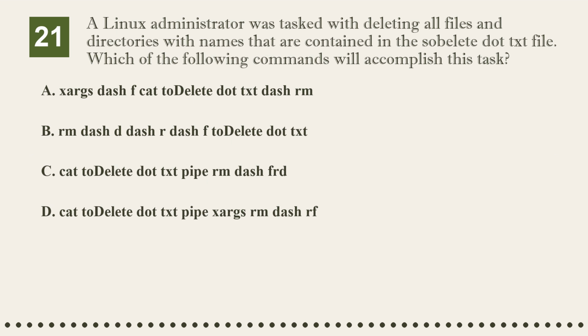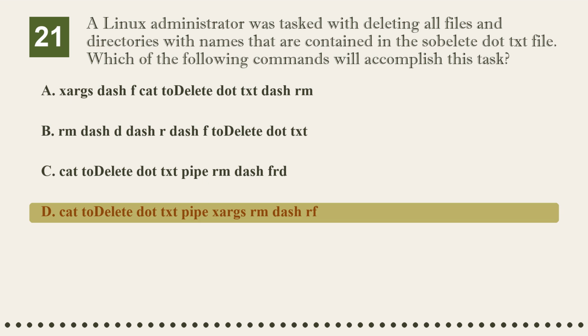Question 21. A Linux administrator was tasked with deleting all files and directories with names that are contained in the todelete.txt file. Which of the following commands will accomplish this task? Option A, xargs-f cat todelete.txt-rm. Option B, rm-d-r-f todelete.txt. Option C, cat todelete.txt pipe rm-frd. Option D, cat todelete.txt pipe xargs rm-rf.